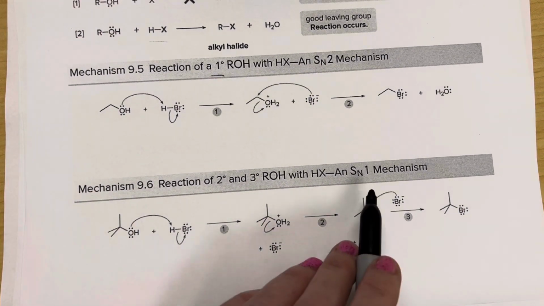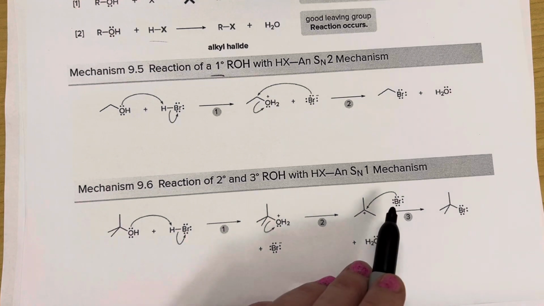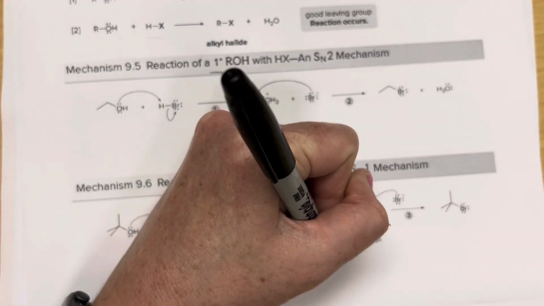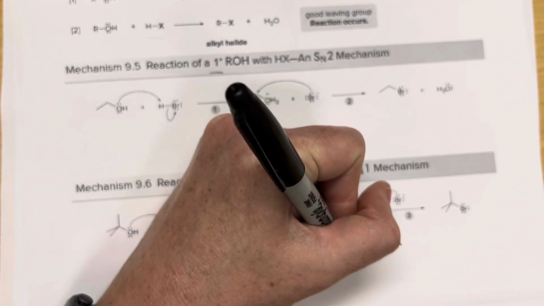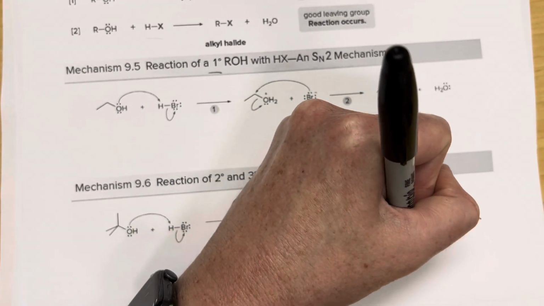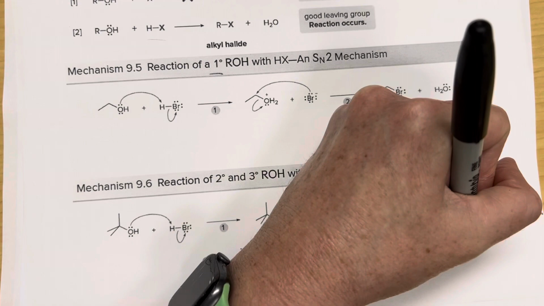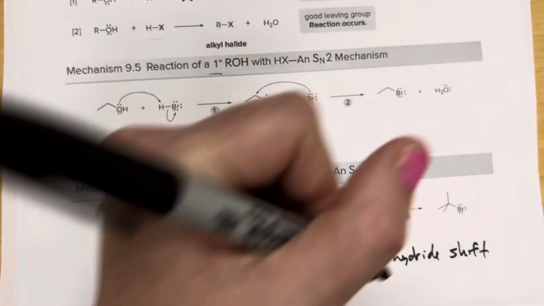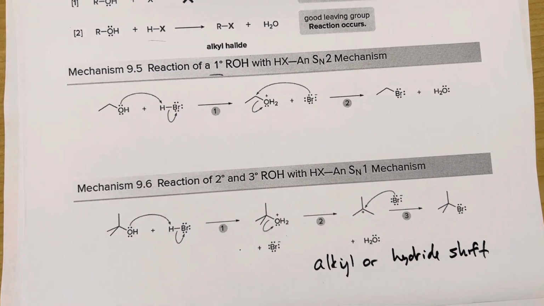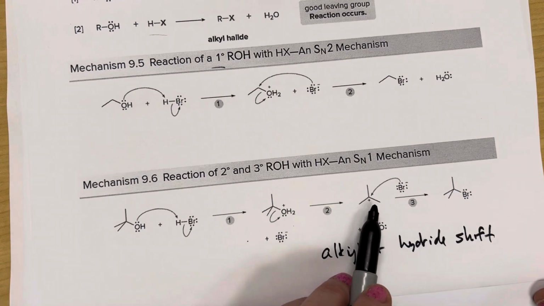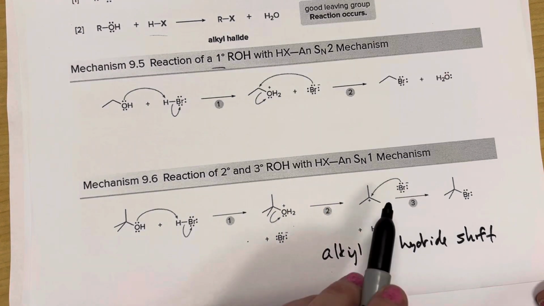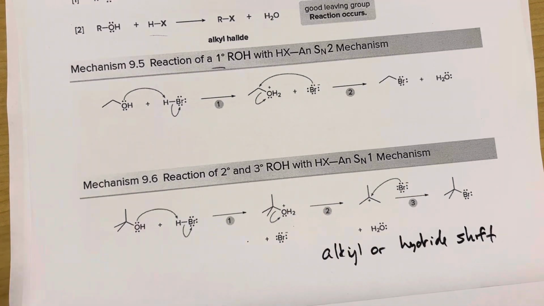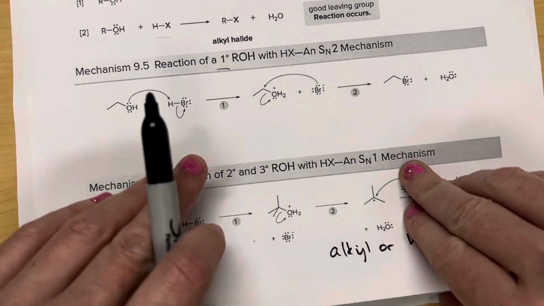And actually during this, we can also even have the shifts. We can have alkyl or hydride shifts, just like with E1. And again, that's because you're left with a carbocation. That carbocation is going to find the most stable position possible before the nucleophile comes in.